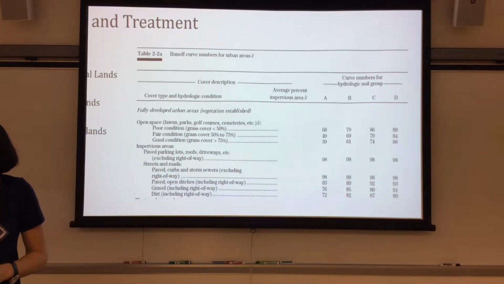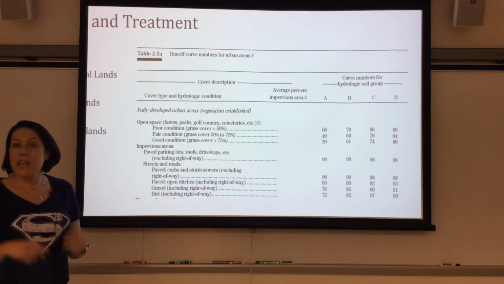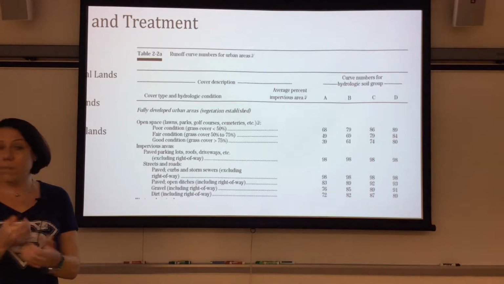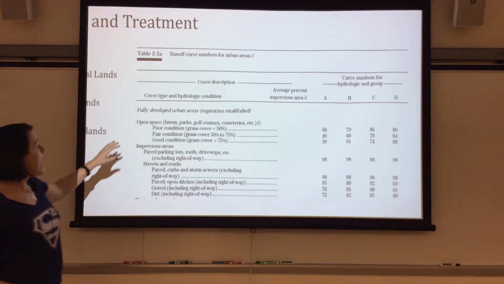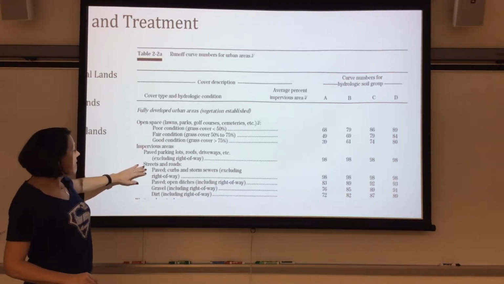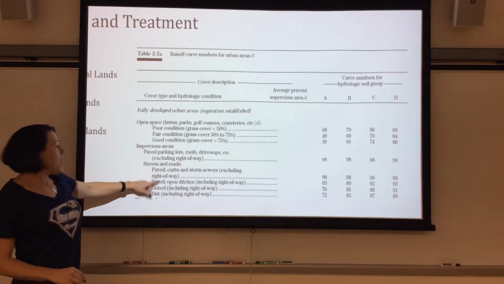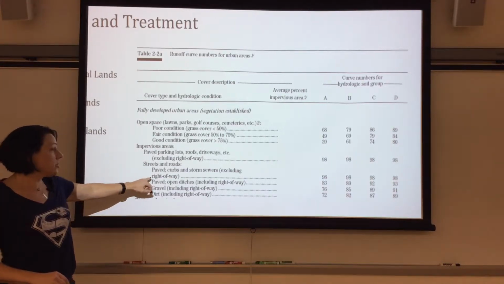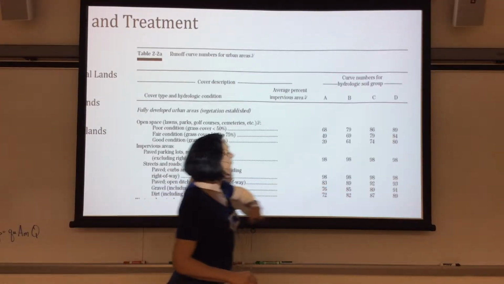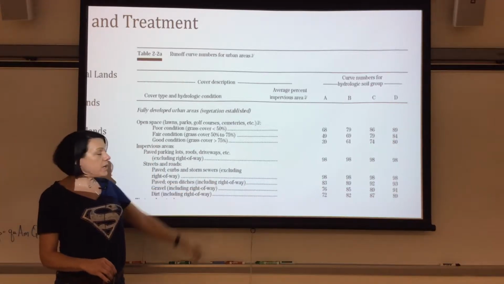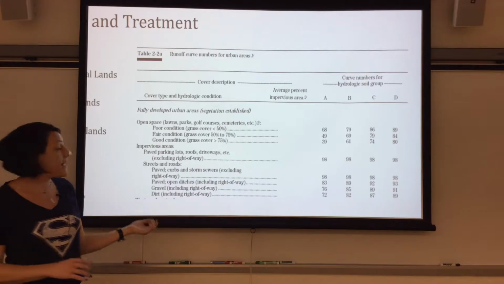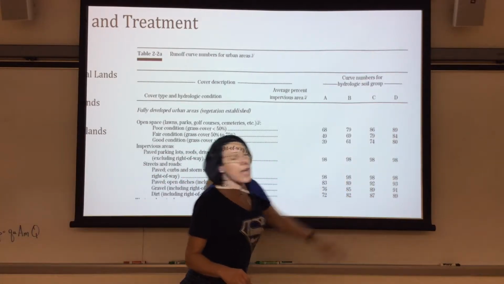It isn't going anywhere unless it is impervious, pervious pavement, and we can talk about that later. Now, so we also have, for example, streets, roads. You have paved, curbed, stormwaters excluding right-of-way. Again, all 98. But take a look at this. You have paved, open ditches, including right-of-way, meaning the green space. You have 83 to 93.